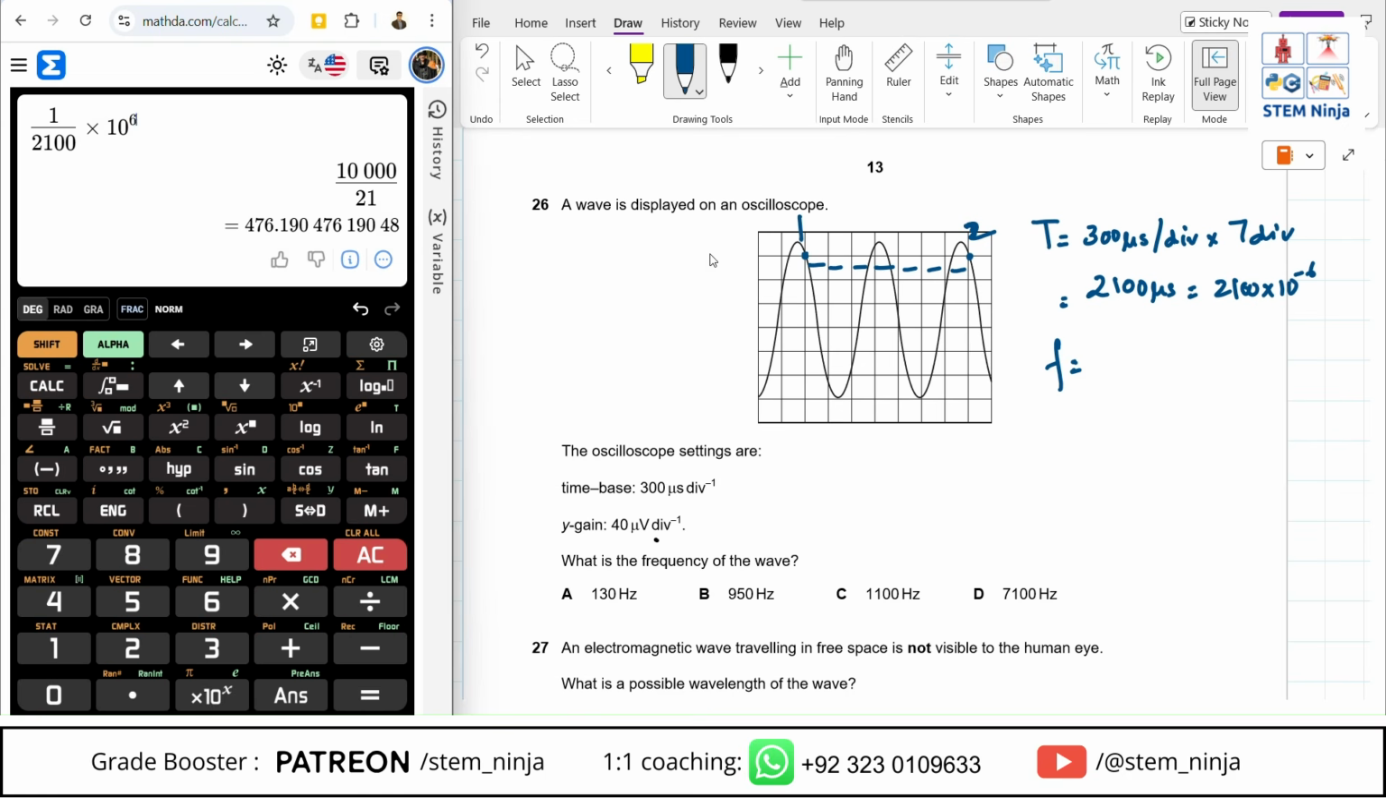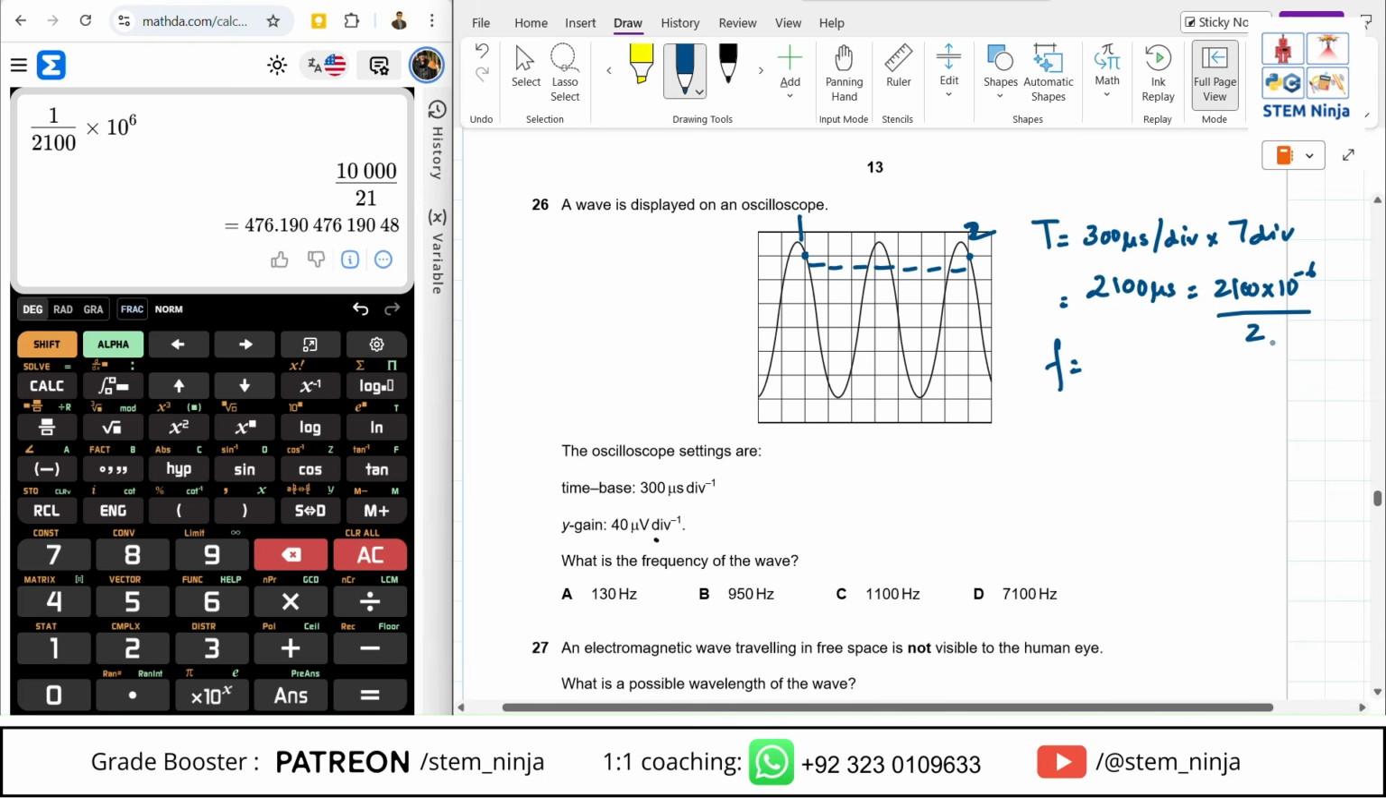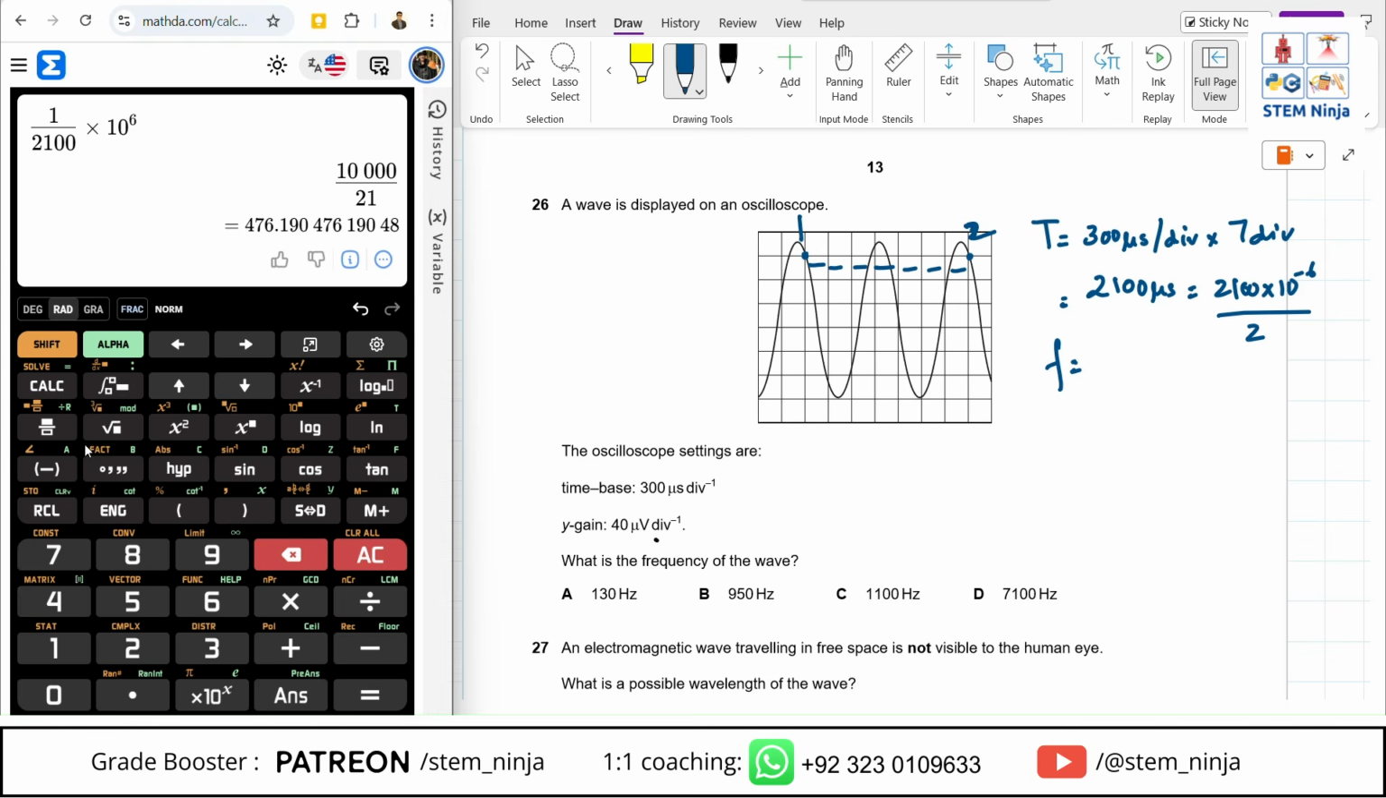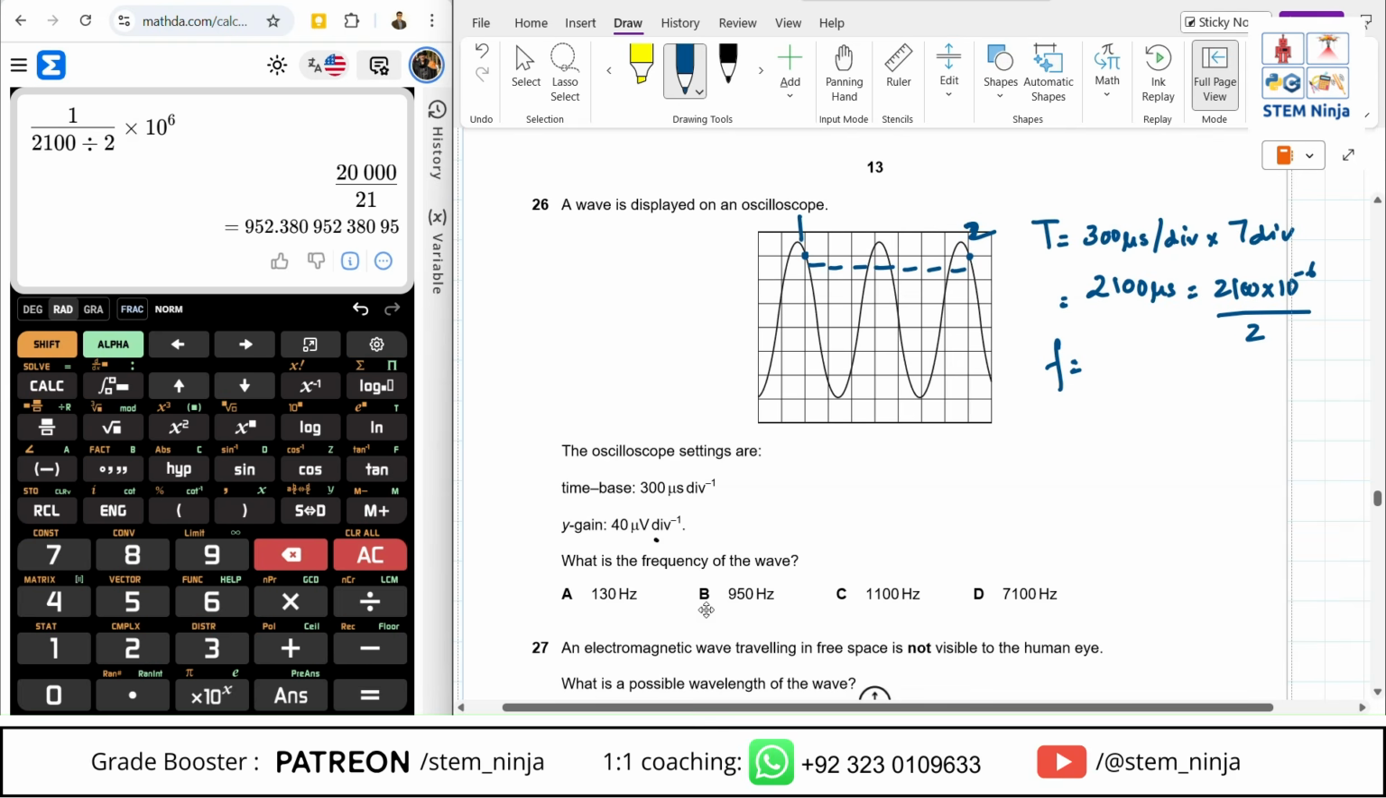Wait a second. 1, 2, 3, 4, 5, 6, 7. Oh, sorry, my bad. We had to divide this by 2 also. We said there were 2 waves. So 2100 divided by 2 over here. So 950, right? So roughly 950. So 26B.